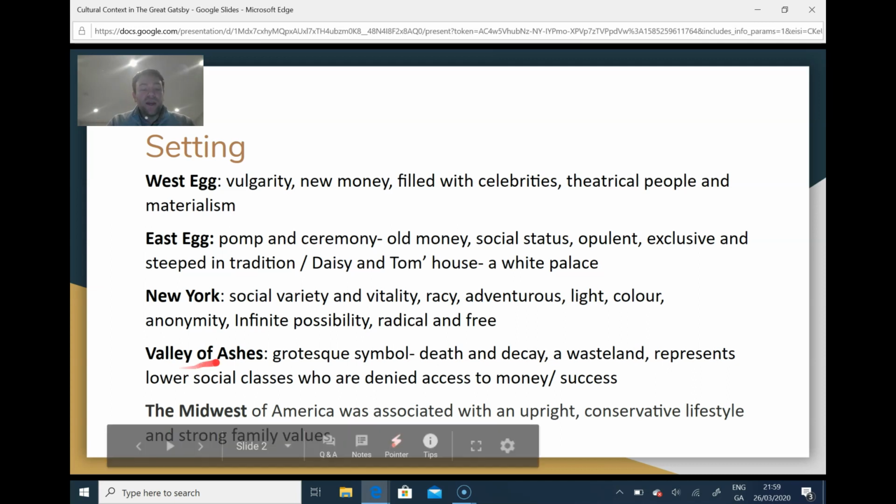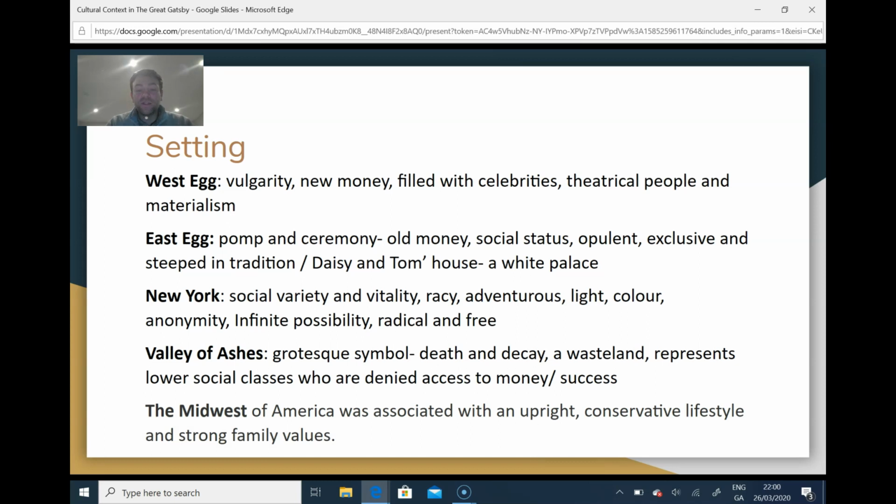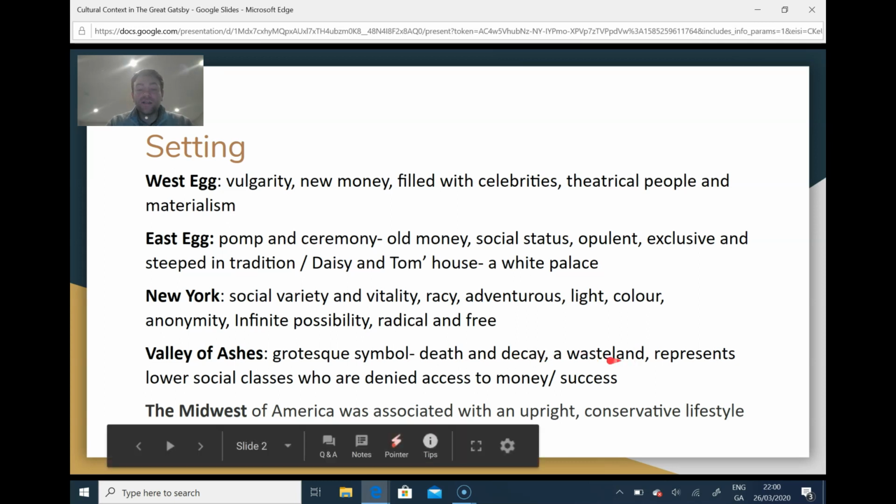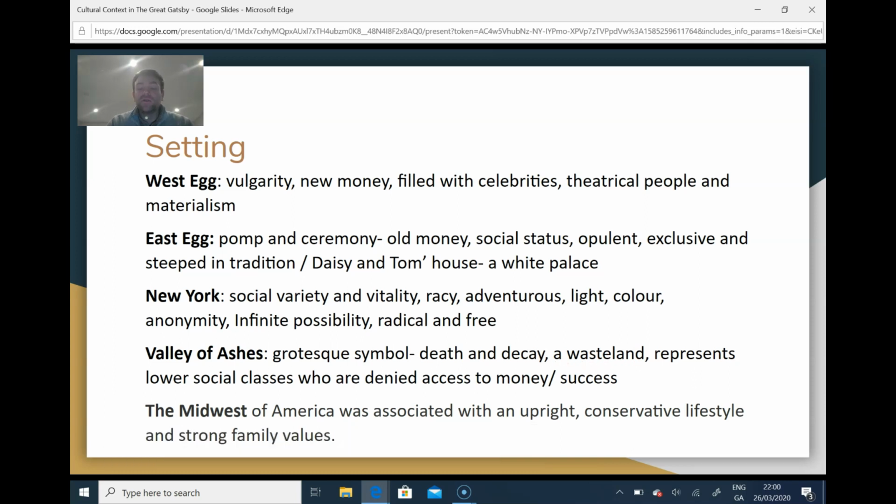The Valley of the Ashes is important. When you think of the Valley of the Ashes, you should think of George and Myrtle Wilson. It's a grotesque symbol, death and decay. It's a wasteland, and that's very symbolic. It's as if the people there are wasted, their lives are going to waste. It represents the lower social classes who are denied access to money and success. So think about this, the Valley of the Ashes versus East Egg. Tom Buchanan can just take George Wilson's wife because he has money, because he can offer her what George can't. He has money, he has success, he has everything that George cannot have.